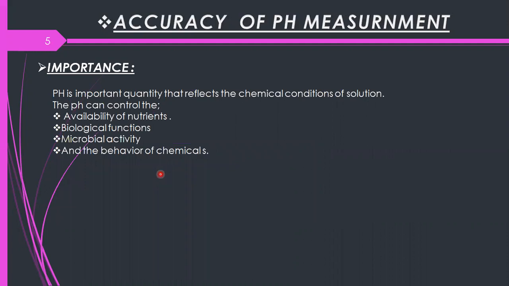Importance of pH. pH is an important quantity that reflects the chemical conditions of a solution. It can control the availability of nutrients. For example, in the soil, we can calculate which type of nutrient is required by the plant for healthy growth, biological functions, microbial activity, and the behavior of the chemicals. For example, our blood works at a specific pH, and we determine that pH.